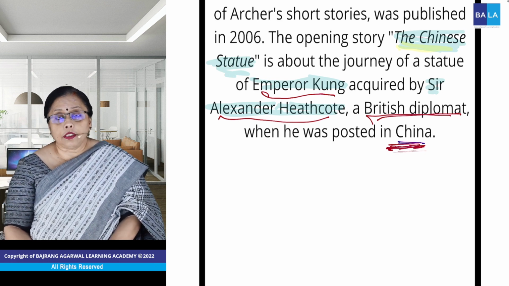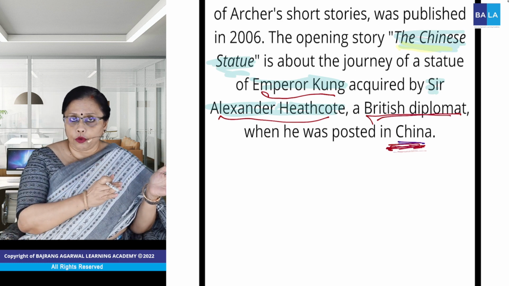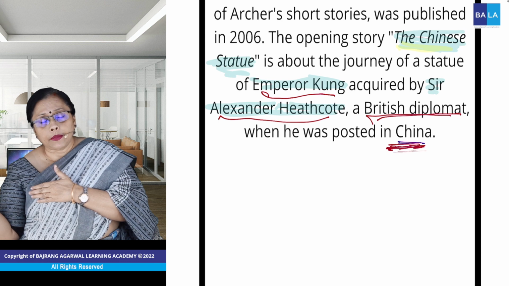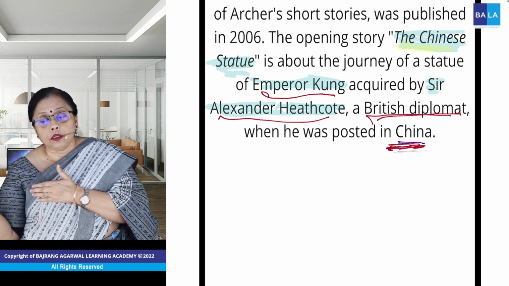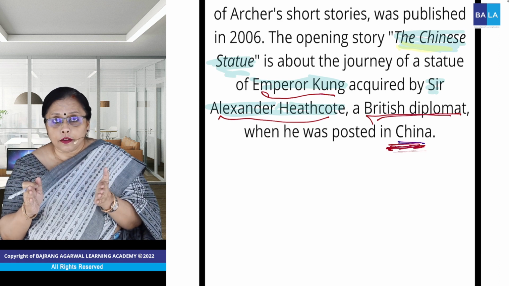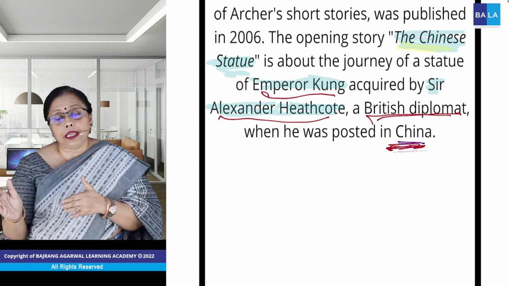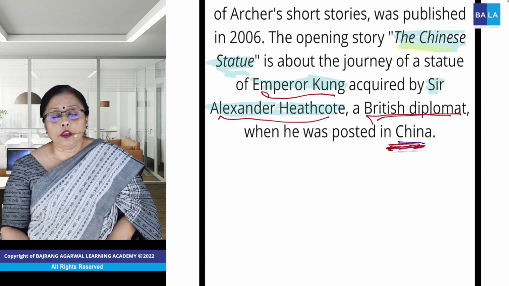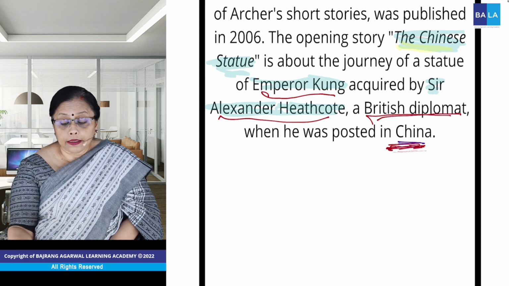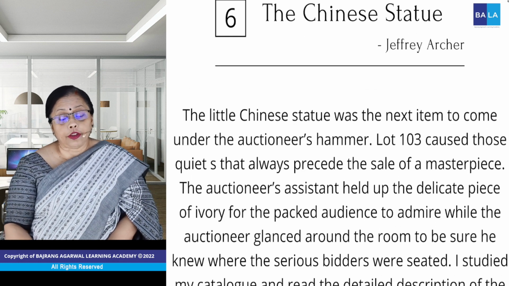So this is what the Chinese statue is all about. The journey of the Chinese statue from Sir Alexander Heathcote to the successors of Alexander Heathcote, and then ultimately to the auction house at Sotheby's in London. How it goes from a person who buys it and ultimately it has to be auctioned. What was the reason? Now, if we can take the story itself. The Chinese statue by Jeffrey Archer.